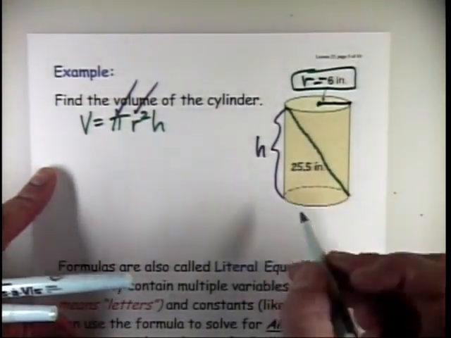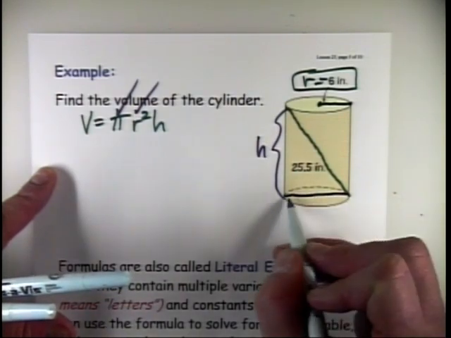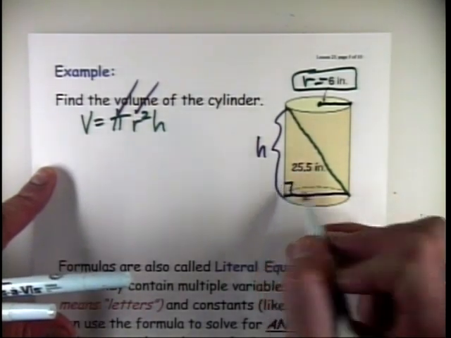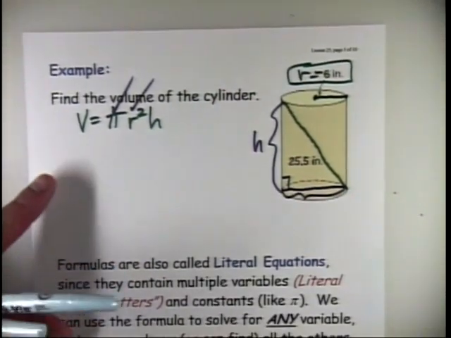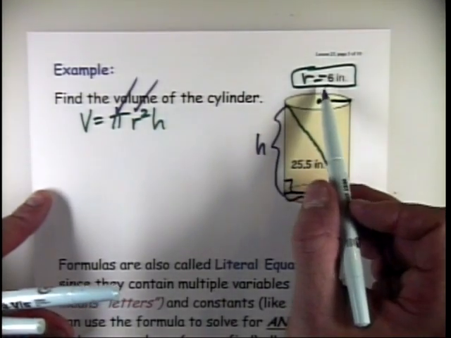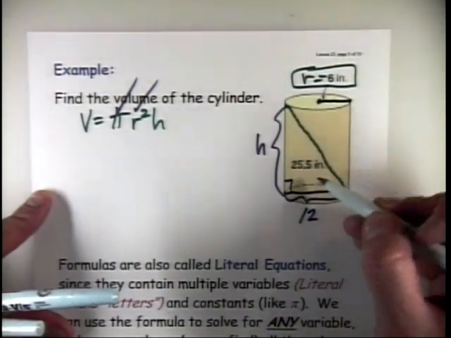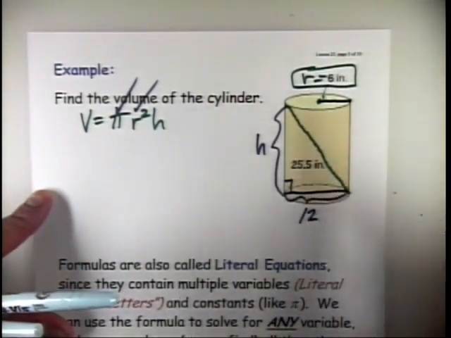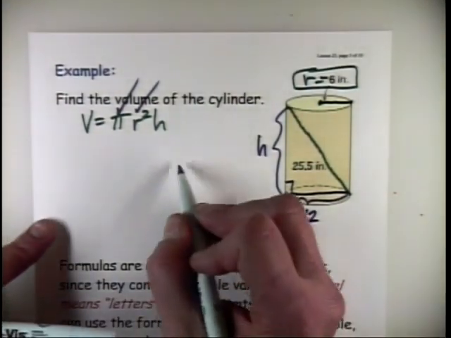And now I can remember that, oh yeah, this is a right circular cylinder, which means if I draw the diameter across the bottom, this creates a right triangle. And one of the sides of the right triangle is, in fact, the diameter. So remember, the diameter is just 2 times the radius. So if the radius is 6, 2 times 6 is 12. And the diagonal now, 25.5, ends up being the hypotenuse in the right triangle. So let me go ahead and find what h is.